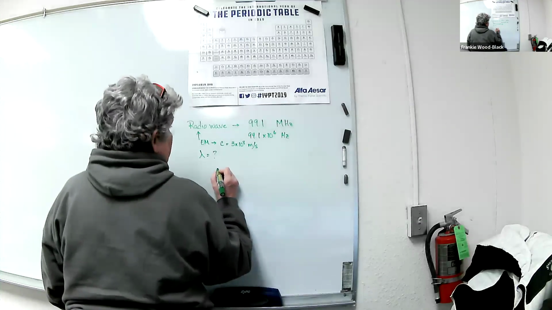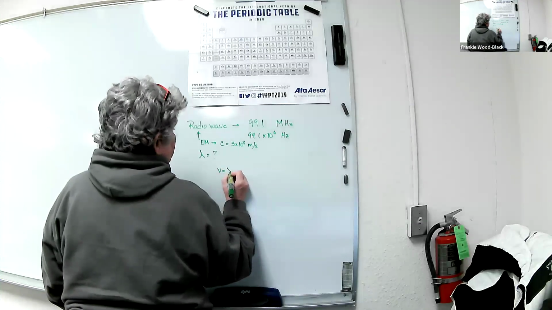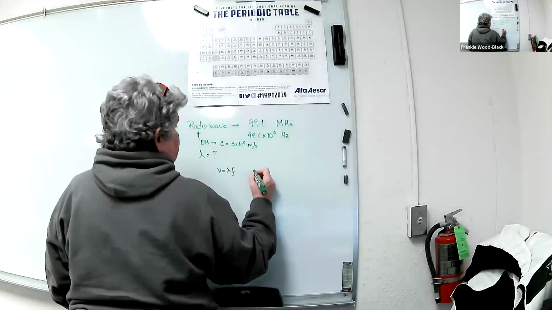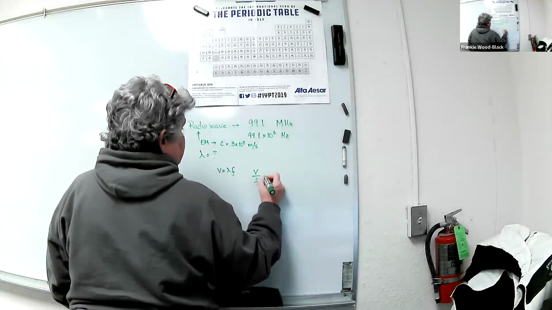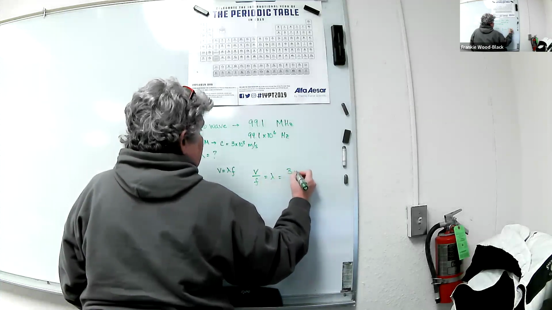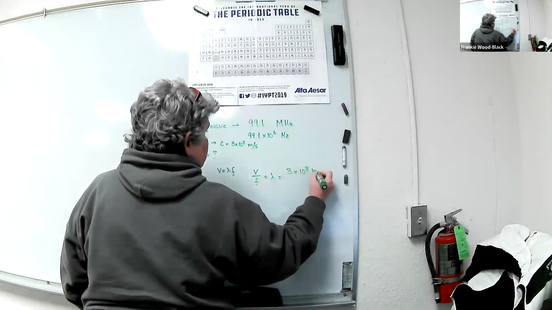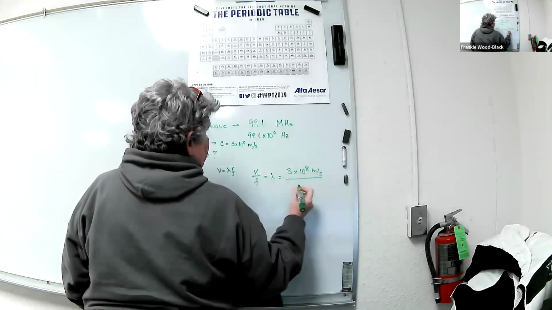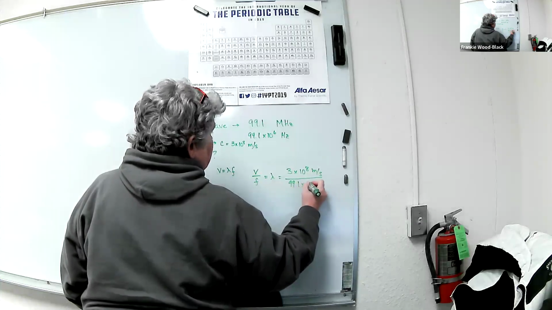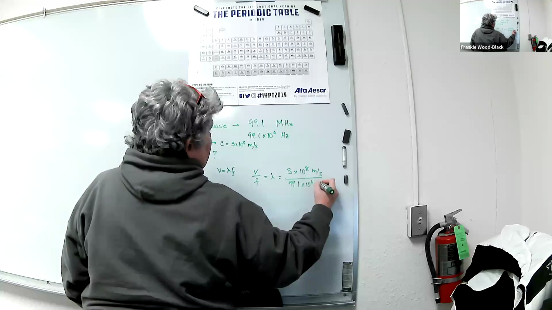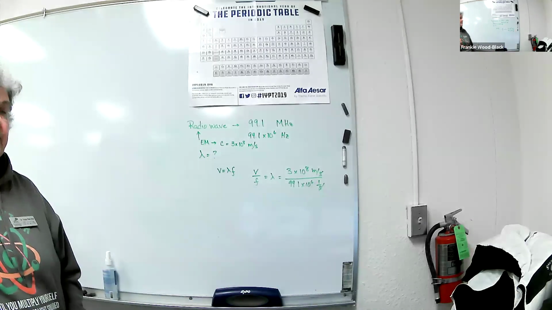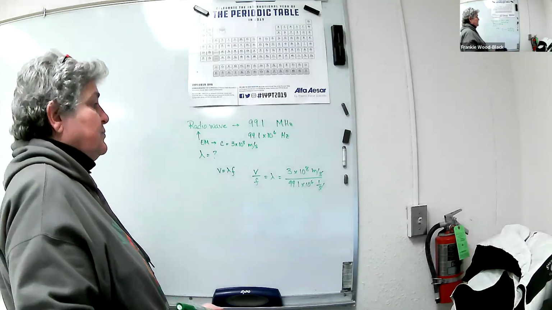Well, we say that my velocity is equal to the wavelength times the frequency. We know what the frequency is, so my velocity divided by the frequency is going to equal the wavelength. My velocity is 3 times 10 to the 8th meters per second. My frequency is 99.1 times 10 to the 6th, and I'm in 1/second. So my seconds are going to cancel out. This is really great.